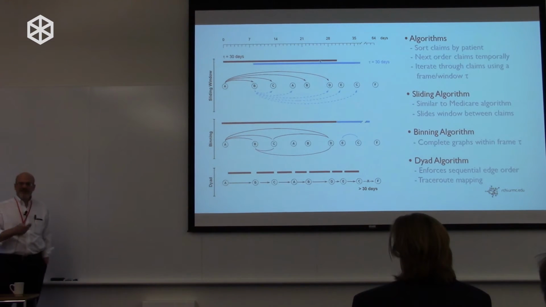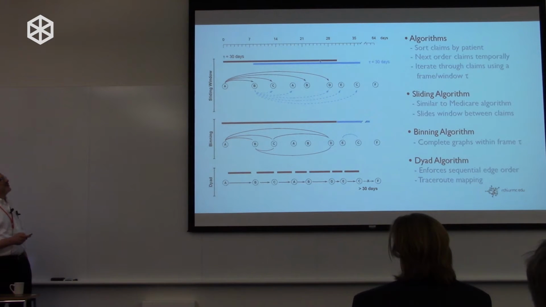Because of the size of the data set, matrix multiplication to transform a bipartite graph into a unipartite projection seemed quite unwieldy even as sparse matrices. For the sliding window algorithm, first, for each individual patient, you aggregate their claims. Claims are bills for encounters with a provider. You sort the claims by patient, and then you order the claims temporally. This is, to our best ability, a reconstruction of the algorithm that Medicare uses.